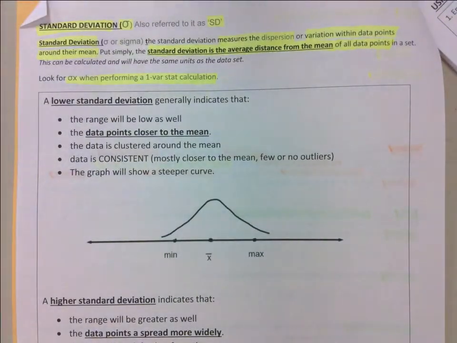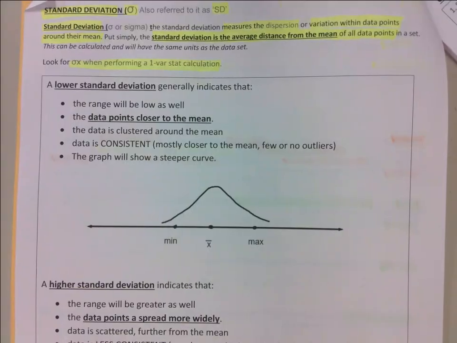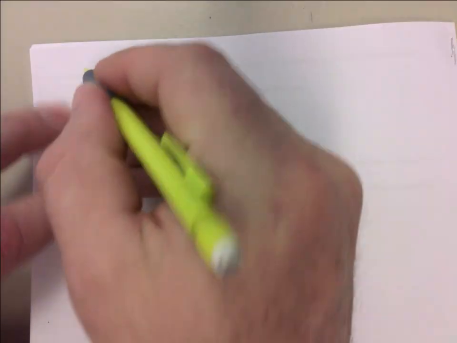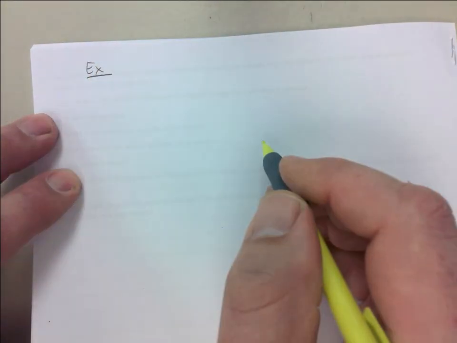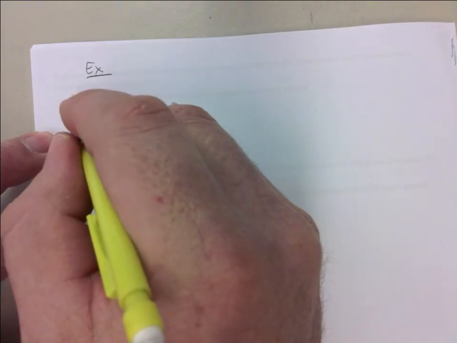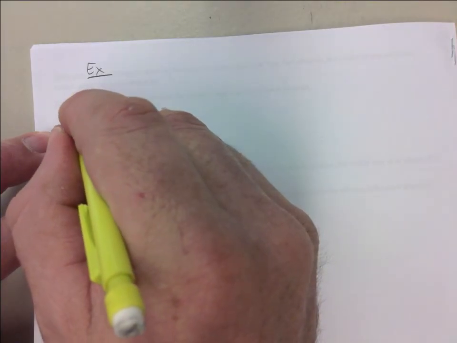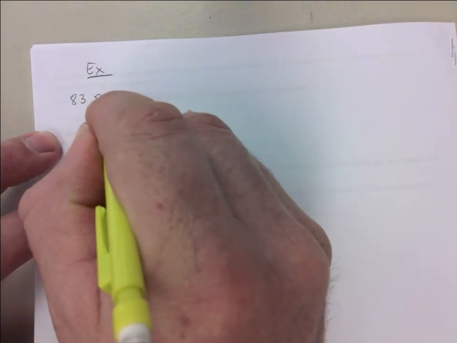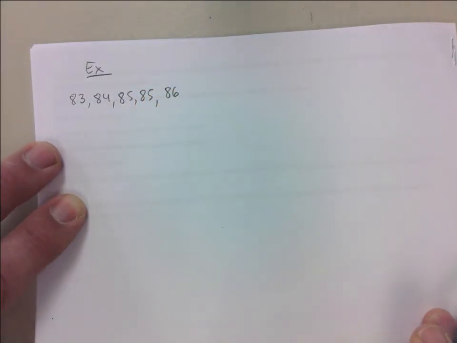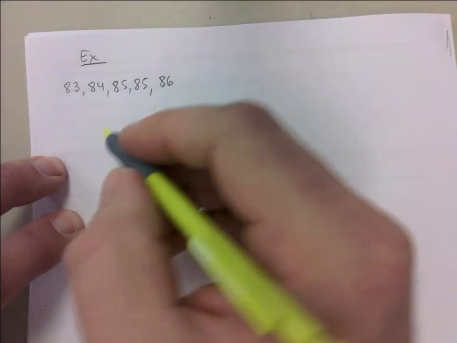Can I give you a quick example? Just pay attention. If you want to copy it, I want you to understand what we're doing here. If you go to the back to the examples, this is way at the back. Let's say I'm just counting 5 students. 5 students got the following scores: 83, 84, 85, 85, 86. What is the average score?